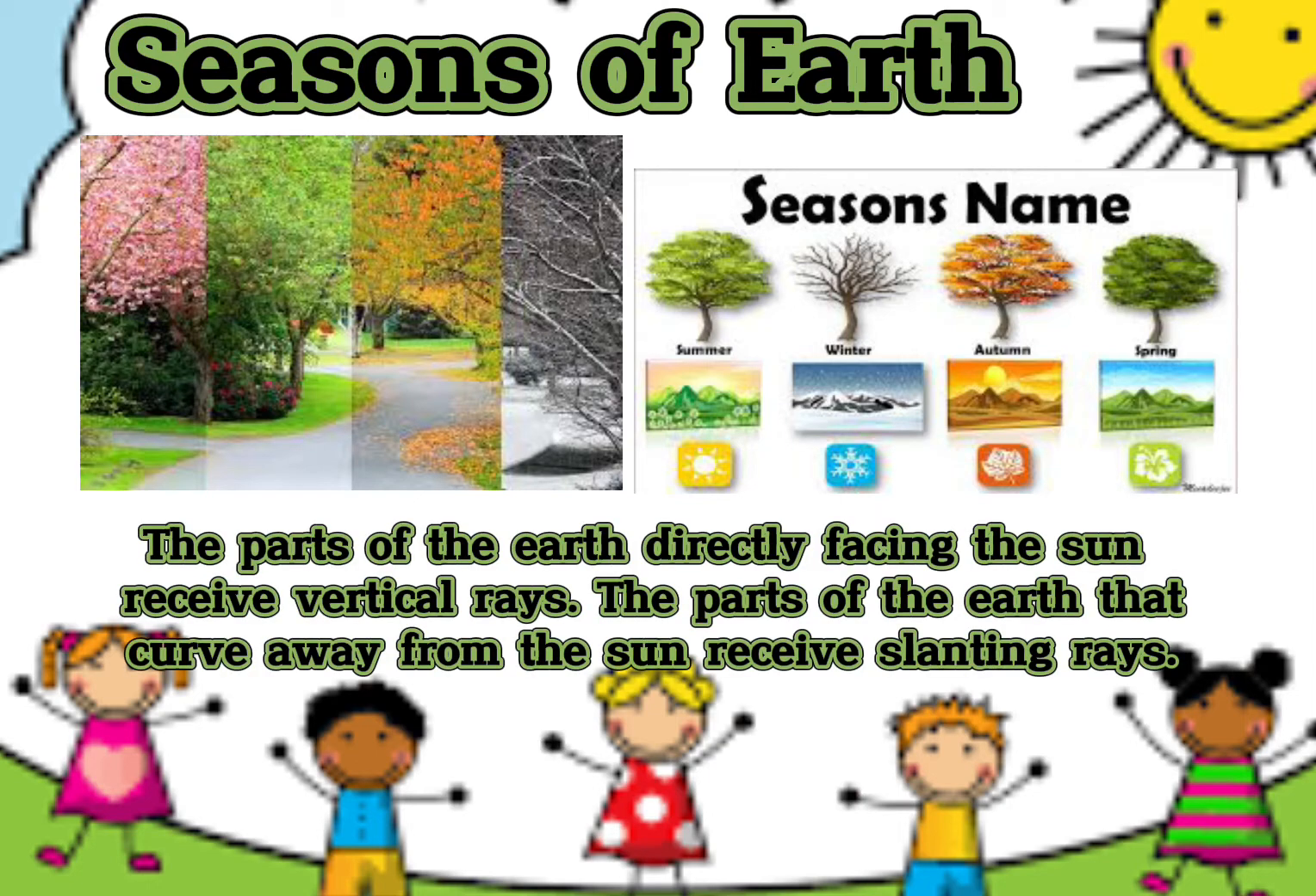The parts of the Earth directly facing the Sun receive vertical rays, and the parts of the Earth that curve away from the Sun receive slanting rays. As a result, different seasons and hours of daylight occur.